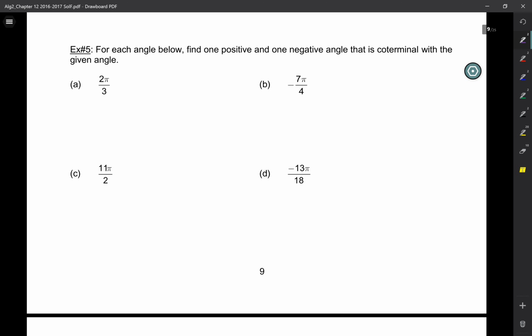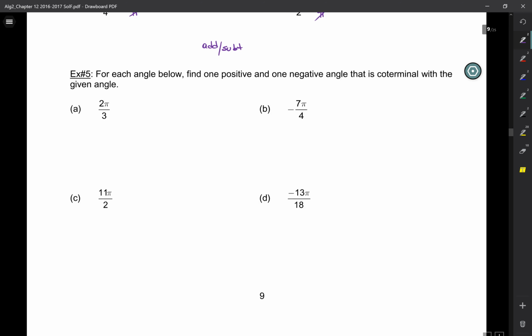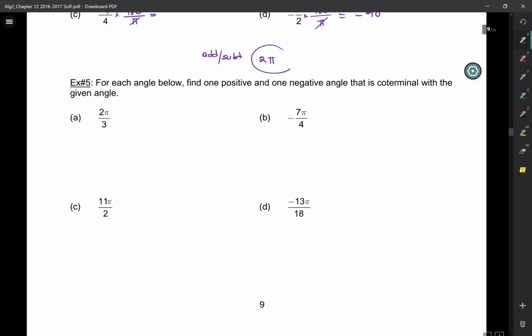Here, we want to find one positive and one negative angle that is coterminal with the given angle. Before, we were adding and subtracting 360. Now we're going to add and subtract the radian equivalent of 360, which is 2 pi.